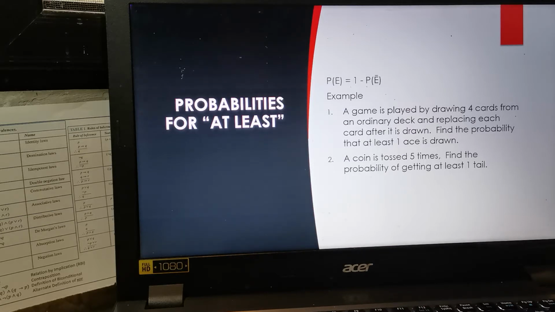Okay? So for our first example, a game is played by drawing 4 cards from an ordinary deck and replacing each card after it is drawn. Find the probability that at least one ace is drawn. Kung at least one ace is drawn, ilang cards kaya yun? 4 yun na cards. At ilang sample space kaya yun? 52 sample spaces, di ba?